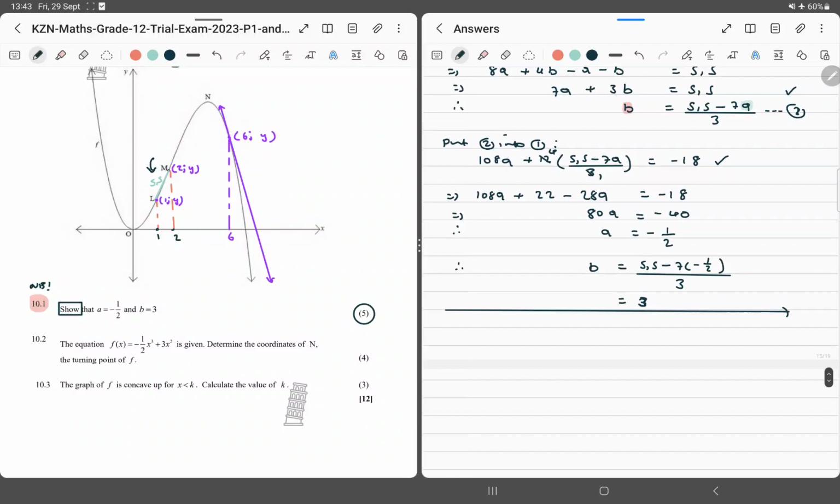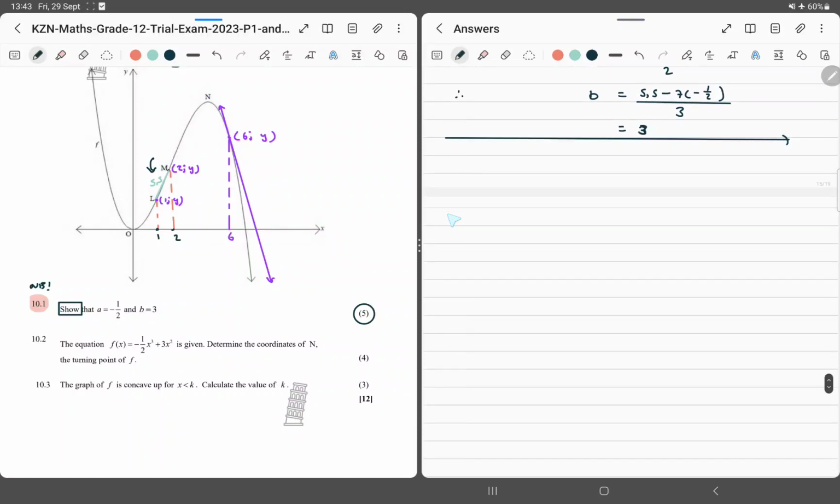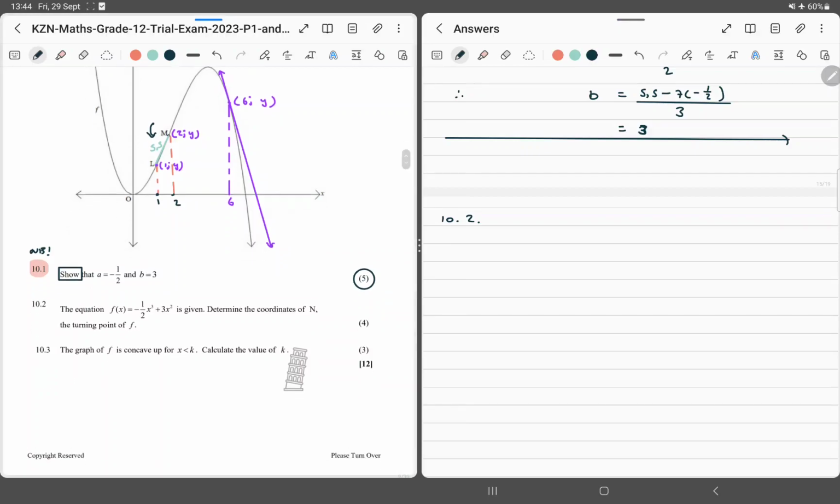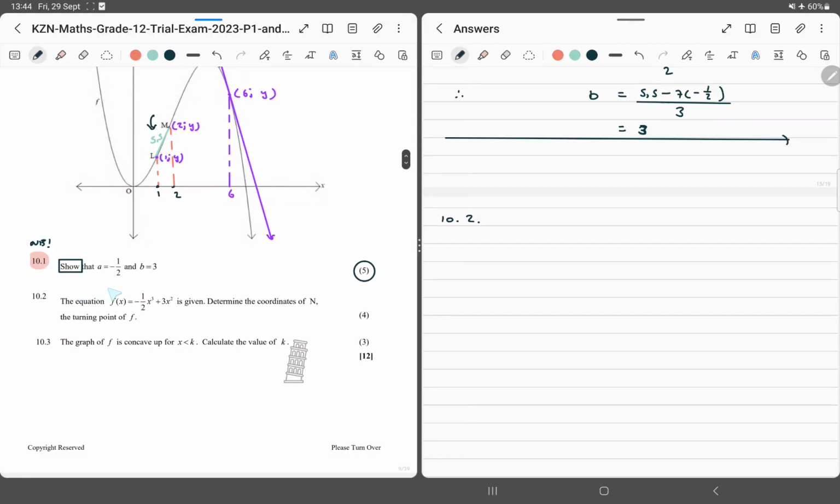But consult the marking guidelines for a clearer view of how those marks are arrived at. And I'm losing time, guys. I thought I was going to be able to conserve it, but I started talking and the talking didn't help. Okay, let's see. The equation of f is given. Determine the coordinates of n, the turning point.